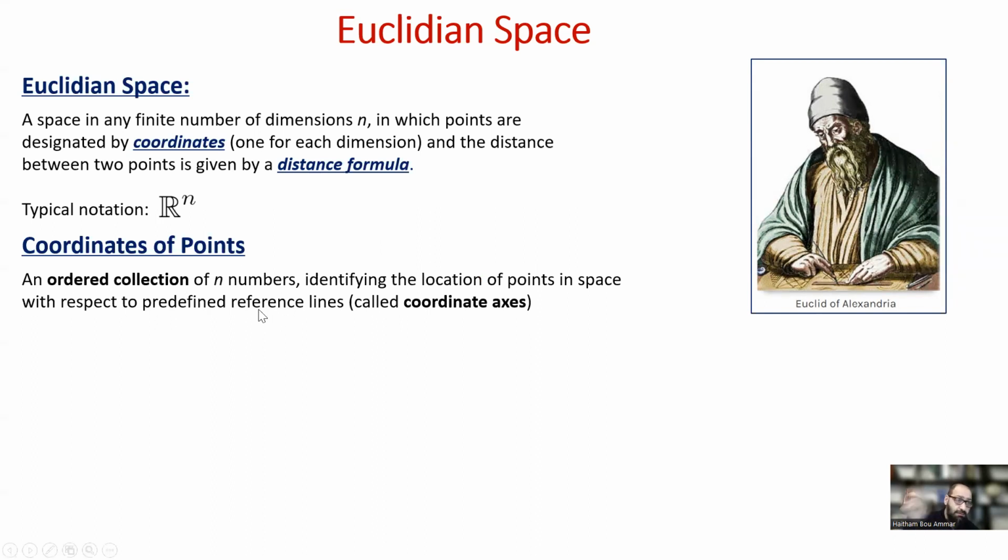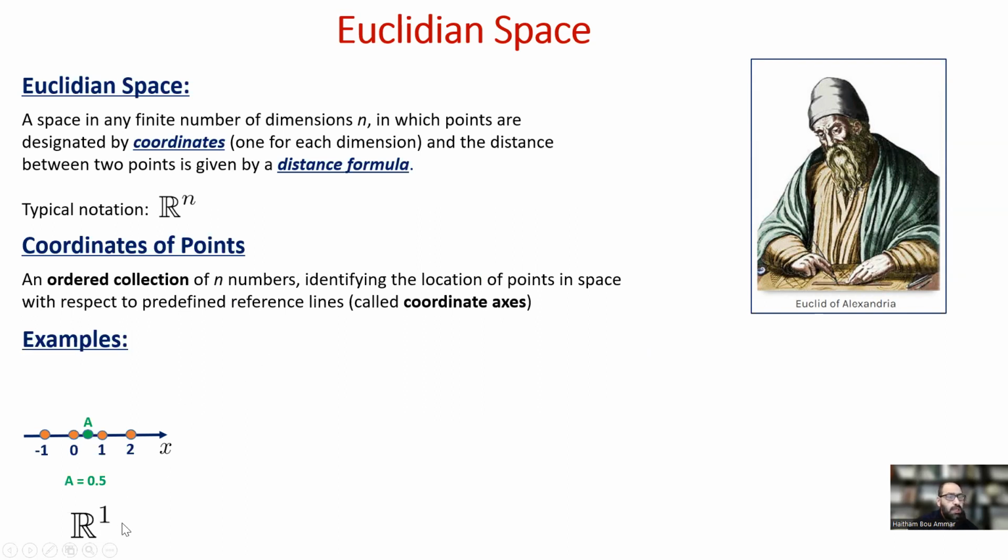So if we have n numbers and we have an ordered collection of them, identifying the location of the points in the space, so where those points are located in the space, with respect to some reference line, we call those the coordinates. So here's an example, right?